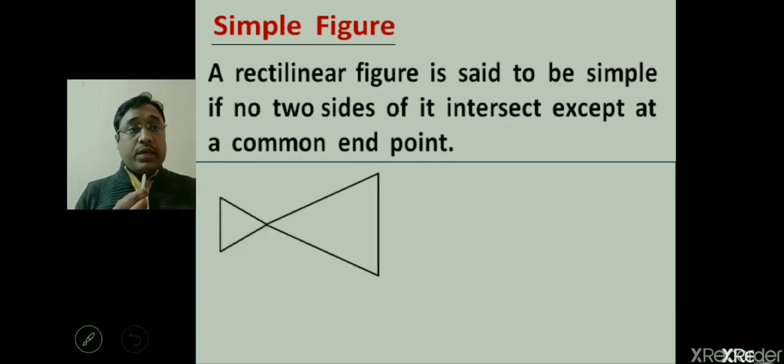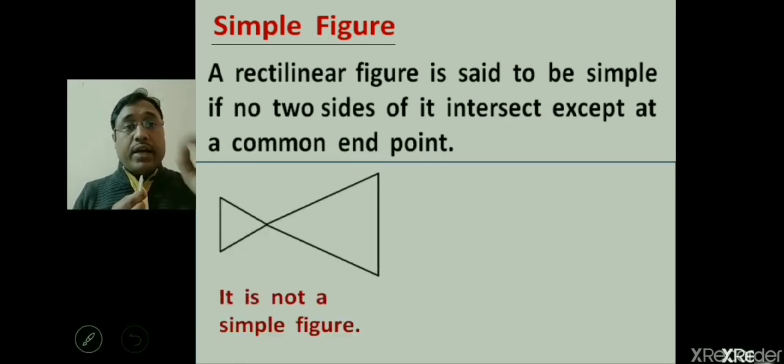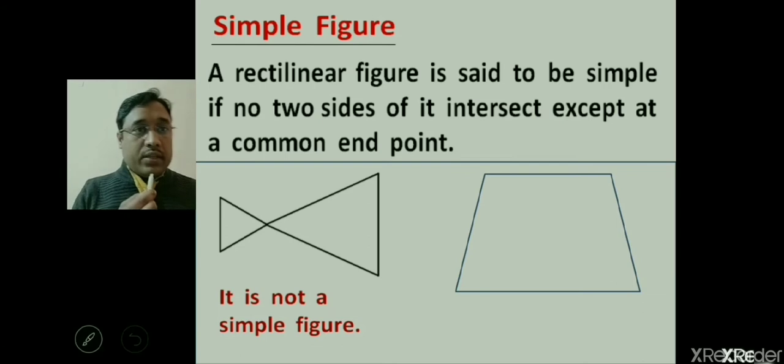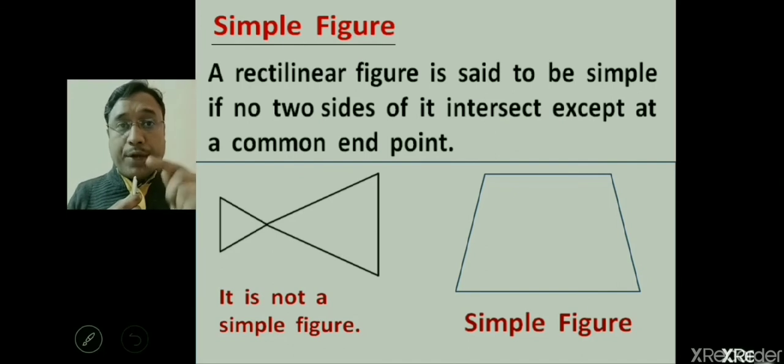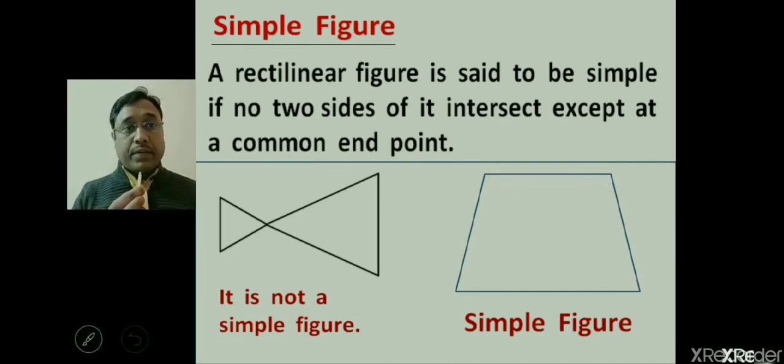So this diagram is not a simple figure. It is a complex figure because the sides are crossing each other. Now in this diagram, which is a trapezium, it is a simple figure because the sides intersect at the common end point. Sides meet each other at the common end point only. At any other place they are not meeting. That means the sides cannot cross each other. So this figure is a simple figure.